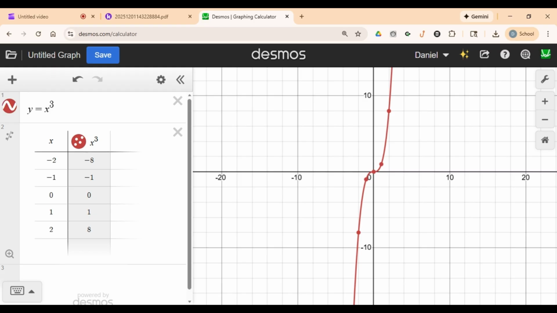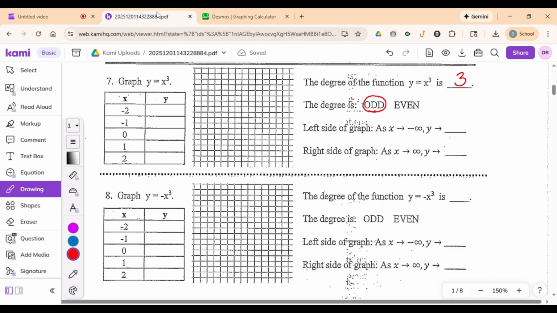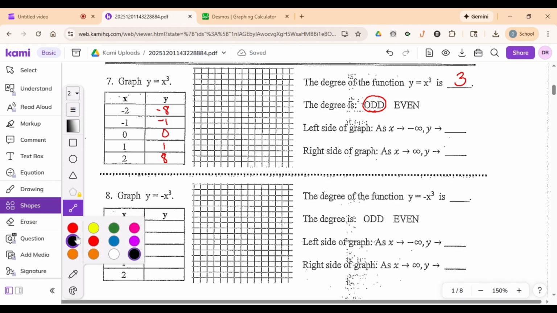So -2, -8, -1, -1, 0, 0, 1, 1, 2, 8. And we can write those down here. So -8, -1, 0, 1, and 8. And it looks like we need our x and y axis again. So I'll draw these in. There's the x, there's the y.